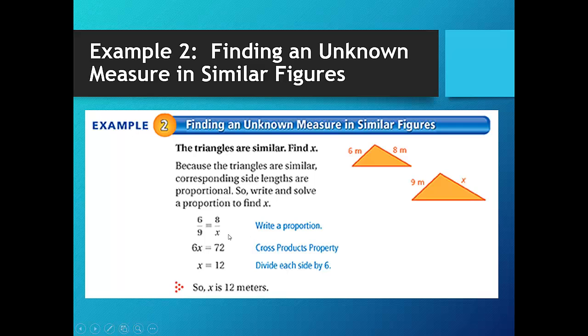Now that we have our proportion, we can multiply across. So we're going to have 6 times X, or 6X, equals 8 times 9, which is 72. So 6X equals 72. And then when we solve, we would divide each side by 6, and we would get X equals 12. So X is 12 meters.